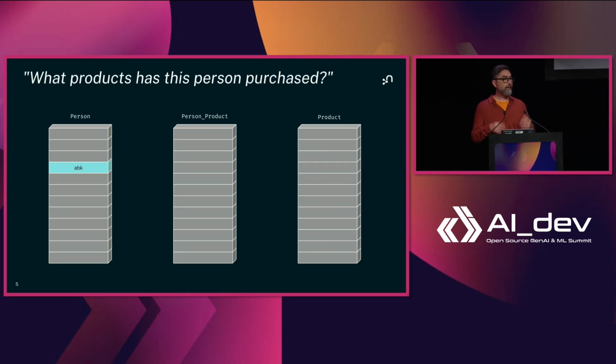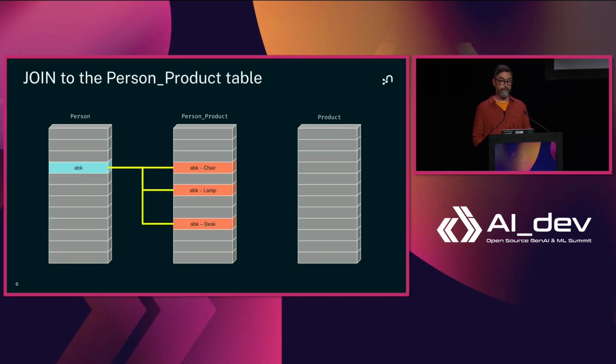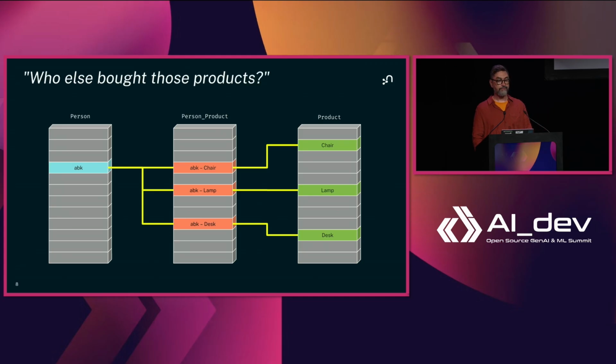What if you were building a RAG application and you want to answer a question like, hey, what products has this person purchased? Let's say there's ABK here, he's signed into your app. You want to figure out what ABK has purchased. How do you do that with a relational database? Everything starts with a join. From the person table to the person product join table, you can find out the pairs there. And then from that over to the product table to figure out that he's bought a chair, a lamp, and a desk. Fantastic. Easy question to answer.